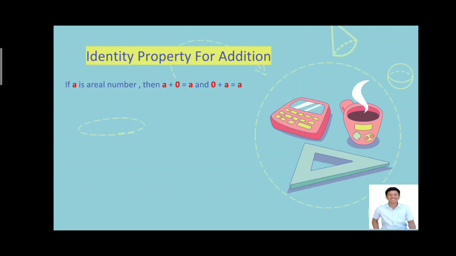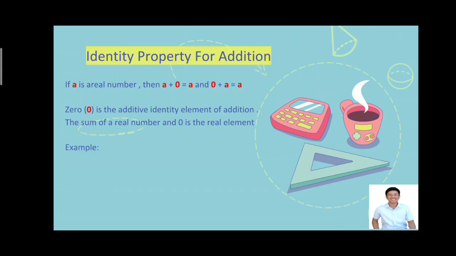So, sa identity property for addition muna to. Mamaya, mas papalinawin natin siya para mas hindi tayo naguguluhan. Kasi pag binabasa natin, mukha siyang confusing. Pero pag nagbigay tayo ng example, magigets natin siya. So, yung 0 daw is the additive identity element of addition. Si 0 ang additive element ng addition. Tandaan po natin yan. The sum of a real number and 0 is the real number. Example, para mas malinawan tayo. 10 plus 0 is equal to 10. Ang 10 yung original number natin at yung 0 yung additive identity.